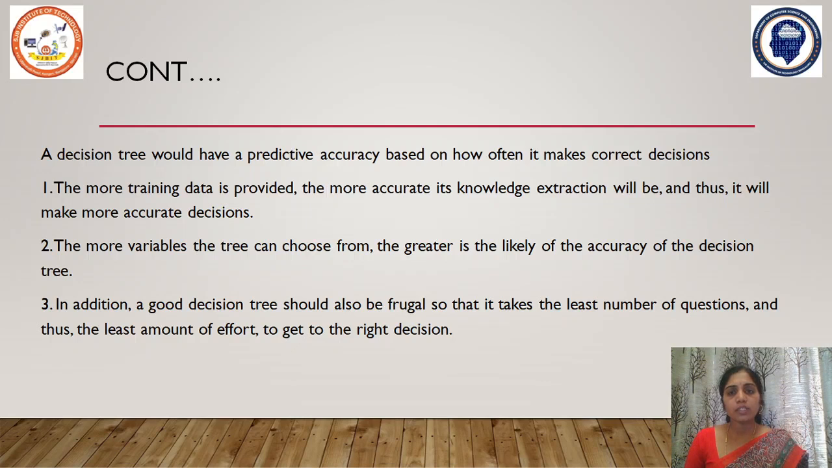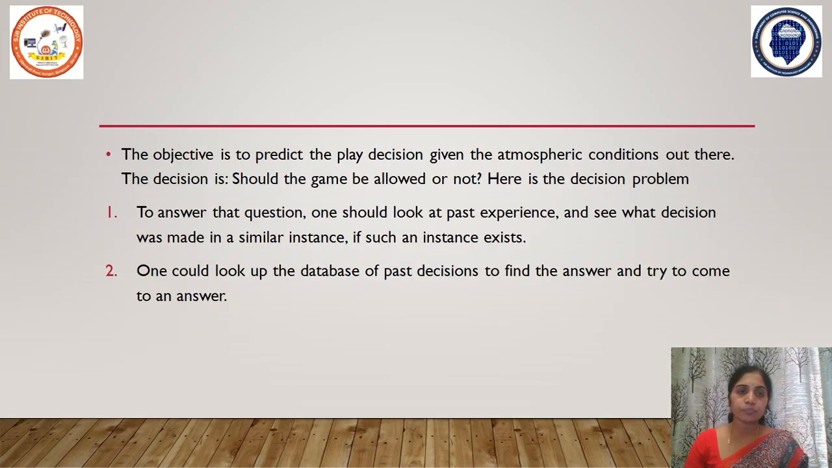The objective is to predict the play decision given the atmospheric conditions out there. The decision is: should the game be allowed or not? To answer that question, one should look at past experience and see what decision was made in a similar instance. If such an instance exists, one could look up the database of past decisions to find the answer and try to come up with an answer.